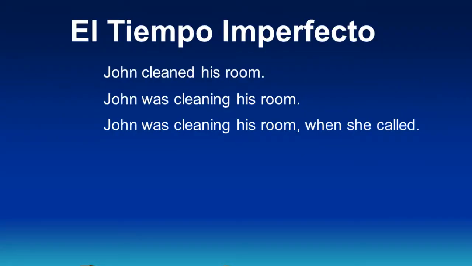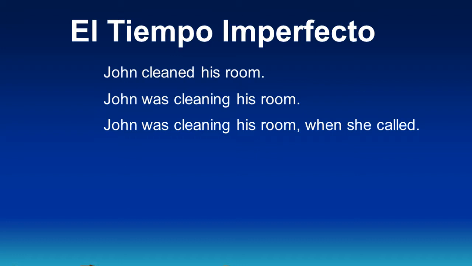So let's actually do a few practice sentences. Here are 3 sentences in English. John cleaned his room. John was cleaning his room. John was cleaning his room when she called. The first sentence, John cleaned his room, is really a single action in the past that we're describing. So it's part of SS Ben. It would be a preterite action. John cleaned his room. It's over.